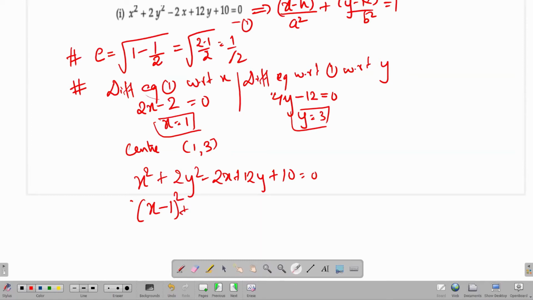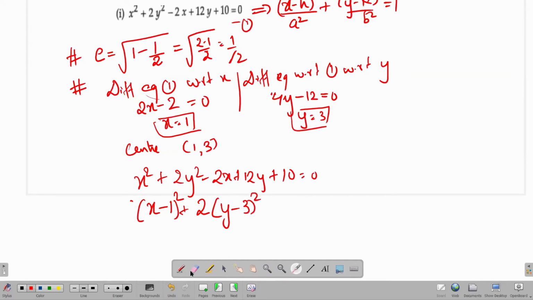And if the coefficient of y square is 1, then just replace it by y minus the y coordinate of the center there. But since the coefficient of y square here is 2, you take 2 common here and put the y coordinate of the center here, so that is y minus 3 whole square. Now we have to balance the equation.